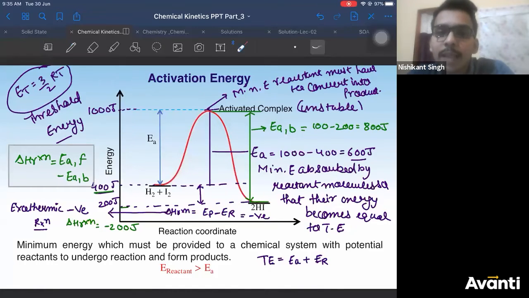Because we want our enthalpy to be negative, right? It's an exothermic process, so our enthalpy should be negative. Therefore we should subtract the higher value from the lower value. 600 minus 800 is minus 200 joule, right? So I hope this is clear.